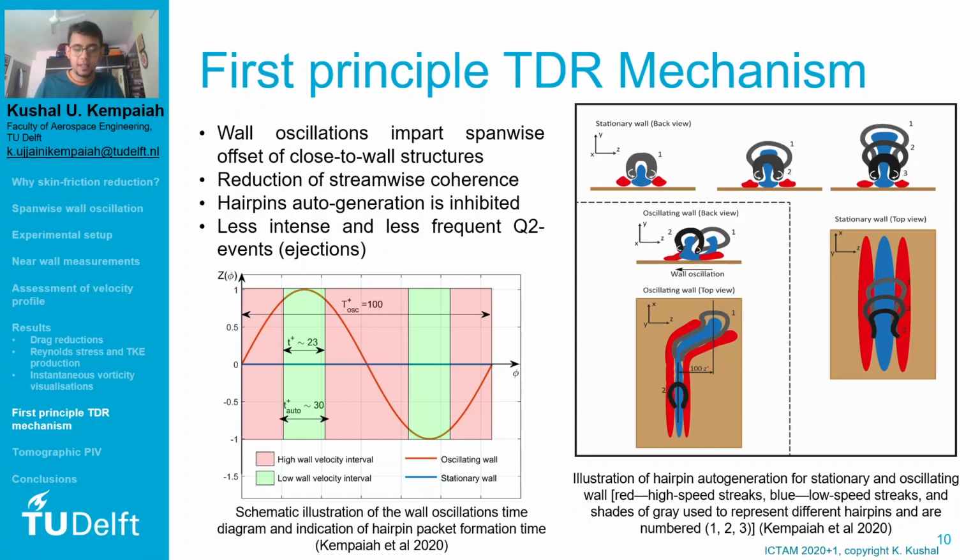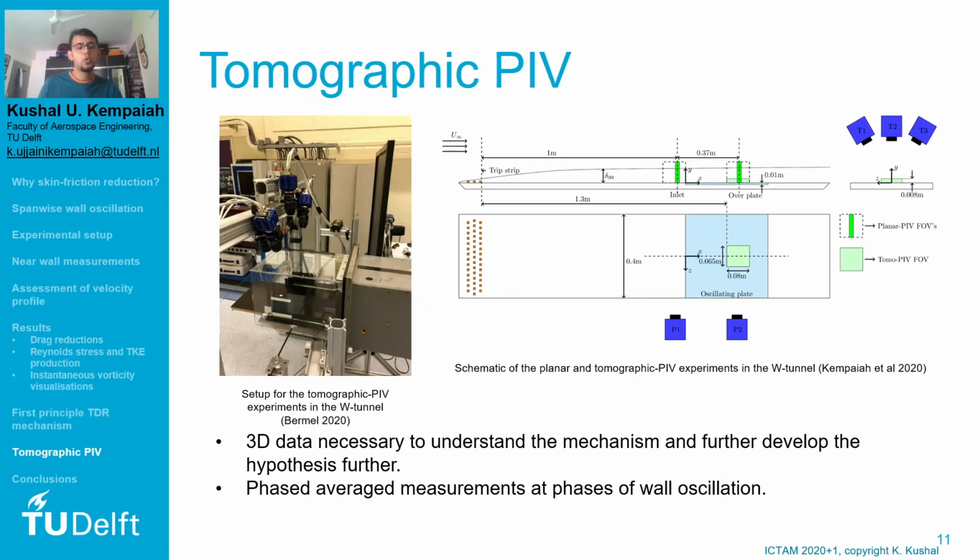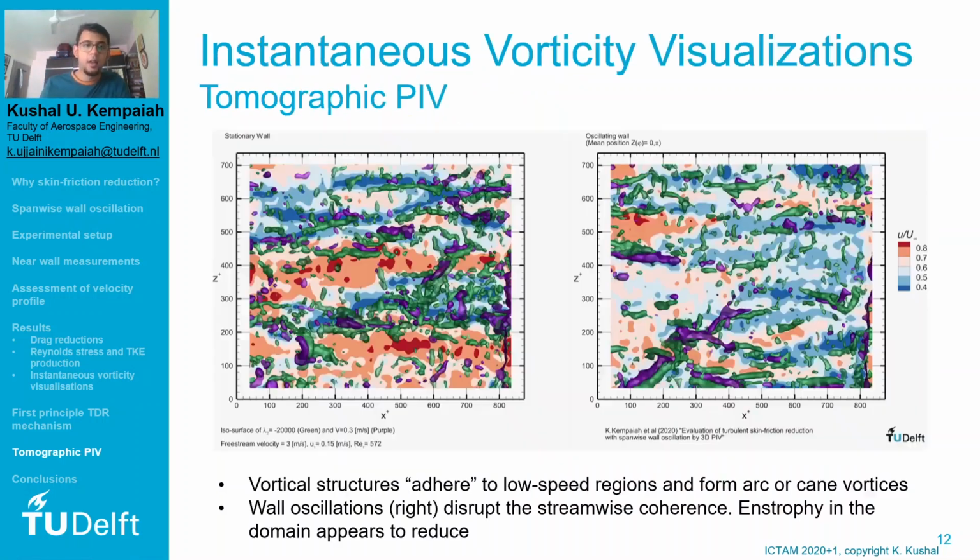Now with this hypothesis in mind, it was important to obtain 3D data, which was necessary to understand the mechanism further and develop the hypothesis mentioned. For this, tomographic PIV measurements were performed with the help of Leon Bermel, who was a master student also involved in the project, where we performed tomo PIV measurements over the exact same setup with a volume of about 8 centimeters across 6.5 and with a vertical height of 8 millimeters. Phase average measurements were performed at the phases of the wall oscillation.